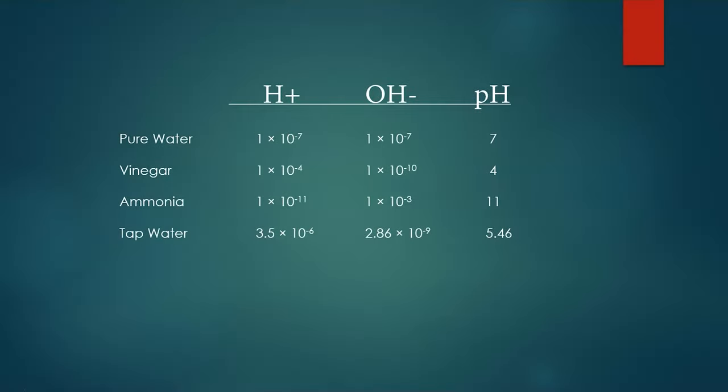Unlike pure water, tap water contains a number of different chemical compounds, and therefore its pH is not exactly 7, and it's not perfectly neutral. So if our tap water has an H plus concentration of 3.5 times 10 to the minus 6th, we can't simply take the 6 and make that the pH. We'll actually have to plug that value into the calculator and take the log of that. And if you do, you'll come up with a pH of 5.46. Since 3.5 times 10 to the minus 6th is greater than 1 times 10 to the minus 7th, it should be an acidic pH, and 5.46 is a bit on the acidic side.